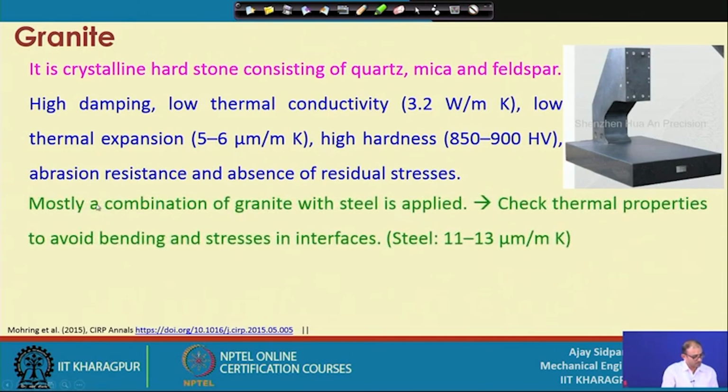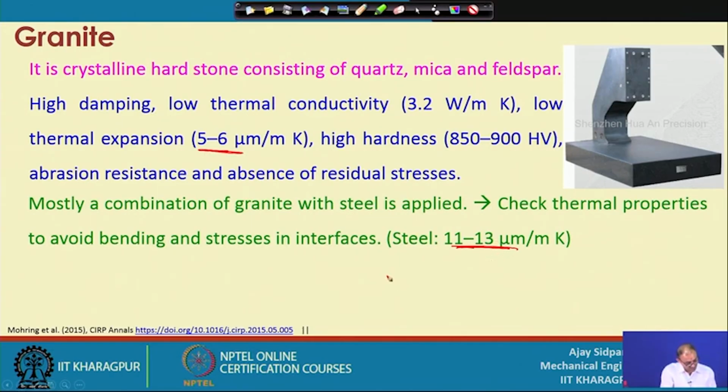But if you see, the granite is also used for combining with the steel material or some other materials. So, if that is the case, then what you have to do is check the thermal properties to avoid bending and stresses at the interface. Now, steel has a coefficient of thermal expansion of 11 to 13, but this particular thing is 5 to 6 only. Now, see how this will make a difference.